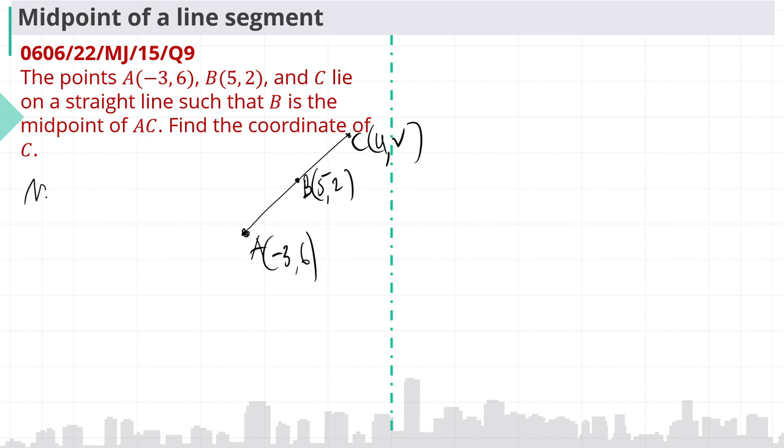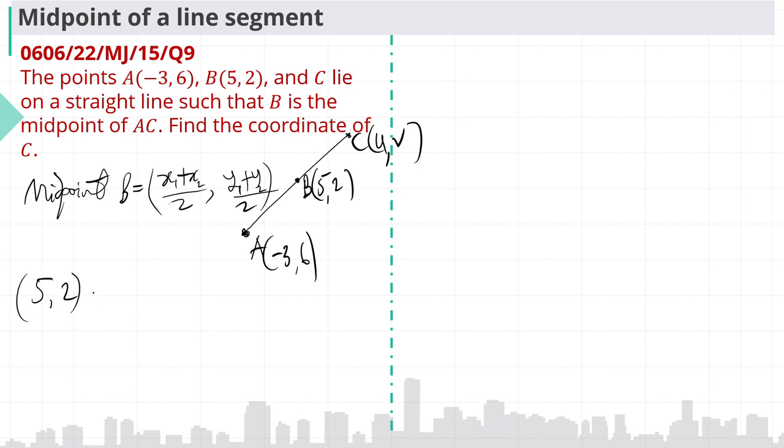We know that the midpoint should be equal to the sum of the endpoints' coordinates divided by 2. This is the formula. But in this question, we are given the midpoint as (5, 2). Now let's deal with the endpoints: minus 3 plus U, divide by 2, and 6 plus V, divide by 2.